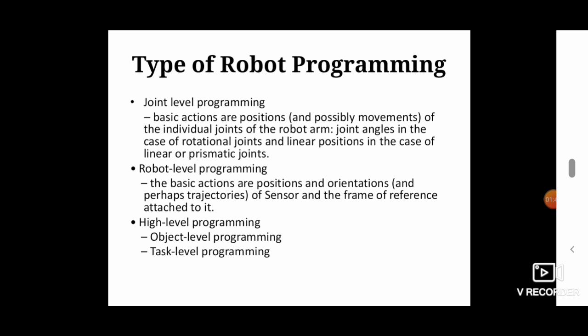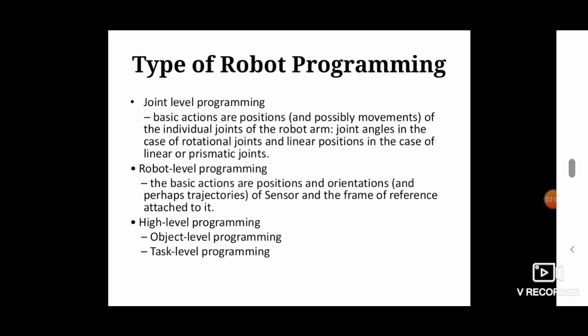Second one is robot level programming. The basic actions are position and orientation of the sensor and frame as part of the program. Robot level programming consists of the sensor and base frame of the robot. It's the main part of that robotic programming.